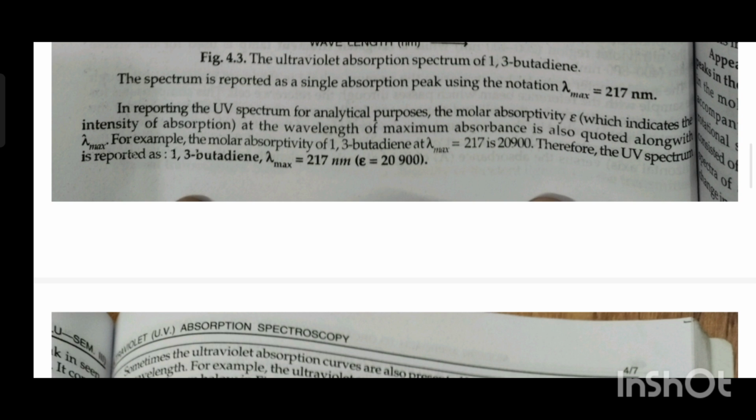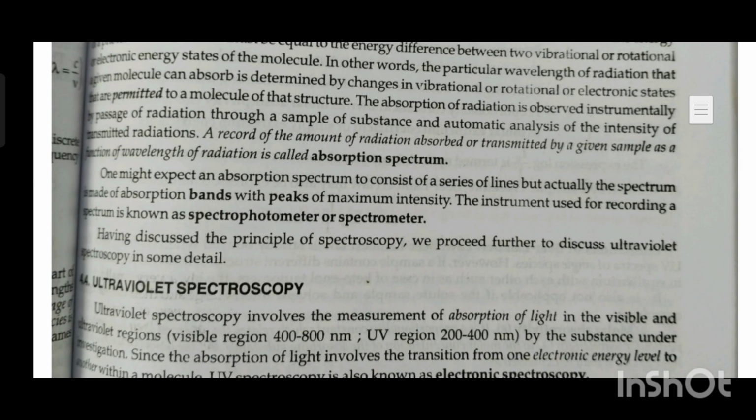For example, the molar absorptivity of 1,3-butadiene at lambda max equal to 217 is 20,900. Therefore, the UV spectrum is reported as 1,3-butadiene, lambda max equal to 217 nanometer. Sometimes the ultraviolet absorption curves are also presented by plotting molar absorptivity against wavelength, as shown below in figure 4.3a. It may be seen that the maximum molar absorptivity is about 15 at lambda max equal to 279 nanometer.